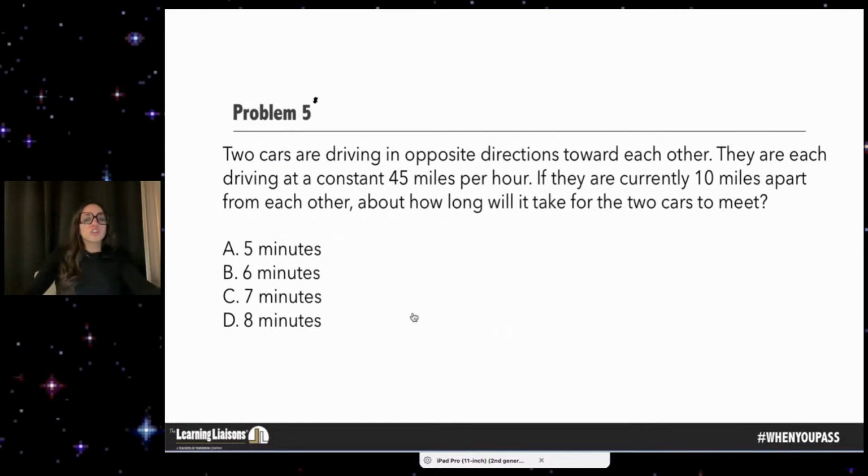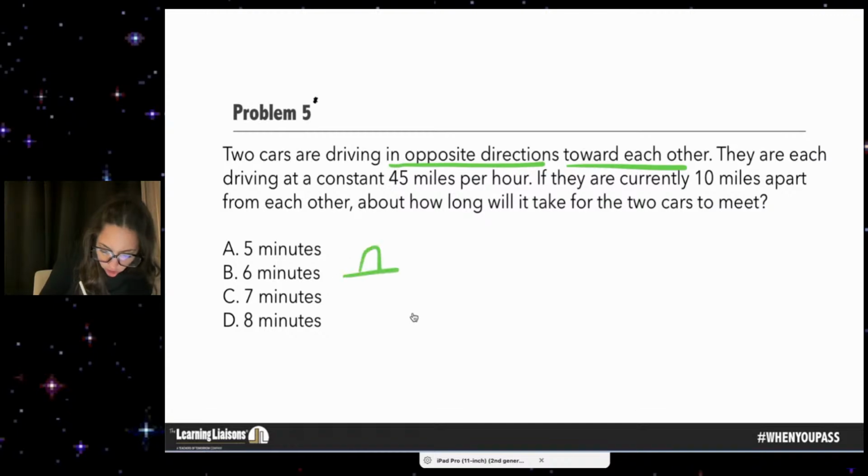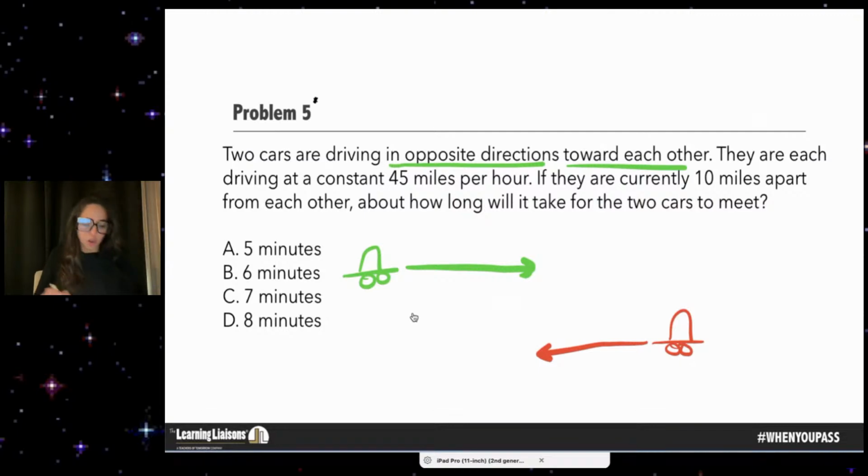So two cars are driving in opposite directions. I'm going to be real honest with you. I have a really hard time visualizing this kind of stuff. And so I have to just draw it out. So I'm going to draw two cars. Here's a car. And here's a car. And this car is going this way. And this car is going this way. They're going in opposite directions toward each other.